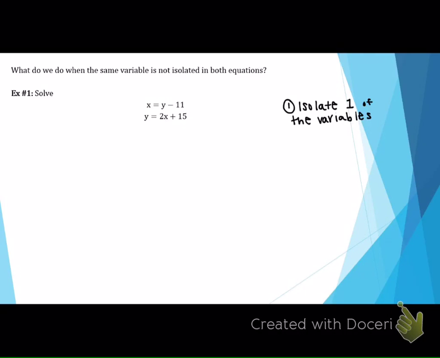Who can tell the class what isolate means? What does it mean when I say isolate one of the variables, Mackenzie? It's like get it all on the same side of the equal sign. Yeah, get it on its own on one side of the equal sign. It doesn't matter which side, but getting it alone on one side of the equal sign so there's nothing in front of it like a coefficient or added or subtracted, a constant.